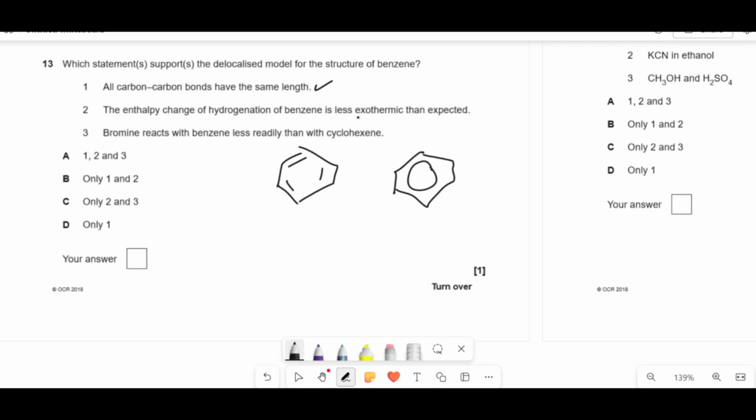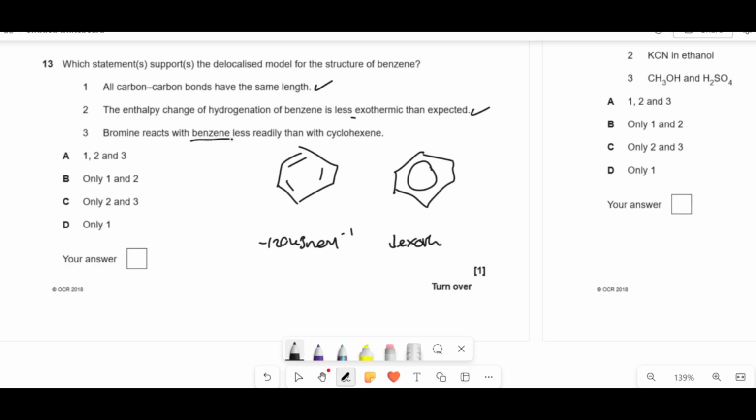Next, the enthalpy change of hydrogenation is less exothermic. So to hydrogenate one of these, it was minus 120 kilojoules per mole. So in theory, if there were 3 of them, you'd do 3 times that. That would have been minus 360. But in the actual one, it was about minus 200 and something, which is less exothermic, indicating that this is more stable. So that was actually true as well.